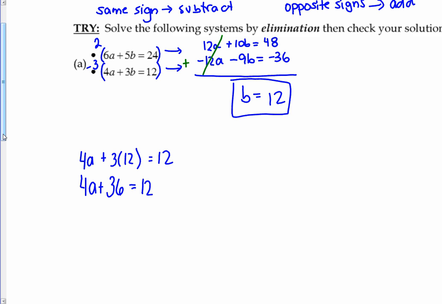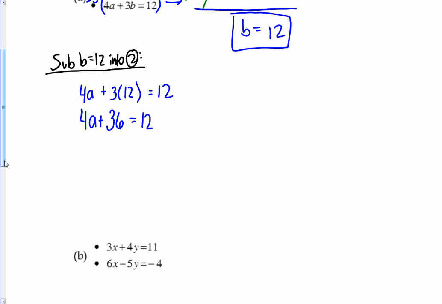For a plus, so here we're subbing b equals 12 into equation 2. That's what we're doing. Okay, what's our next step? Subtract 36, and I get 4a equals negative 24, then a equals negative 6.